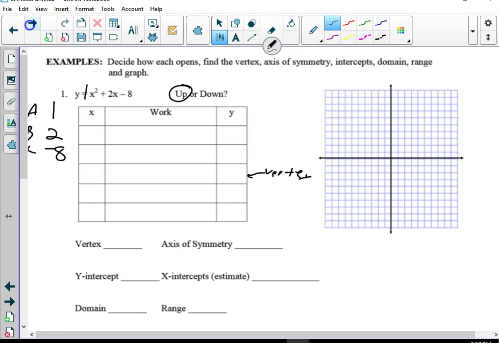Okay, so let's find the vertex. X equals the opposite of B over 2A. Right? So, that's negative 2 over 2 times 1, right? B is 2, so the opposite is negative 2. So what's negative 2 divided by 2? Negative 1.